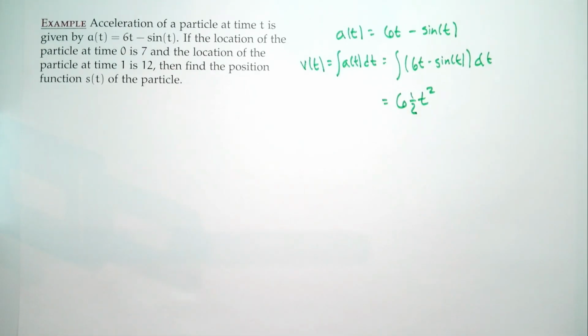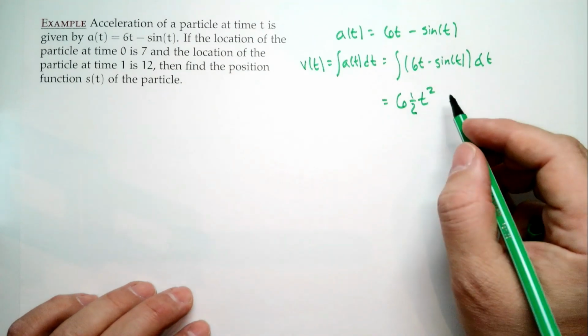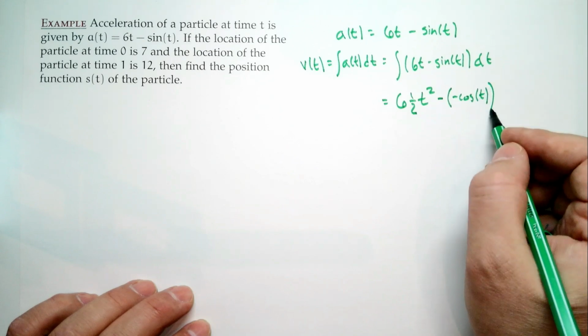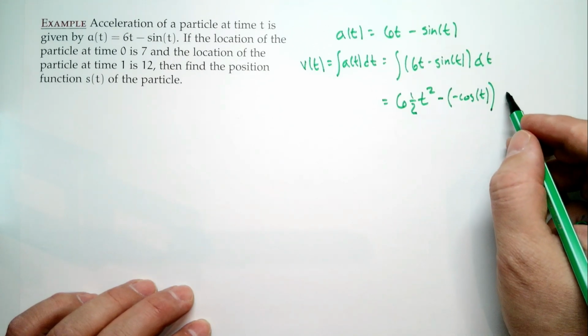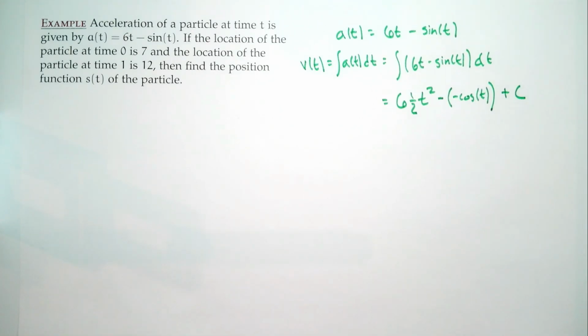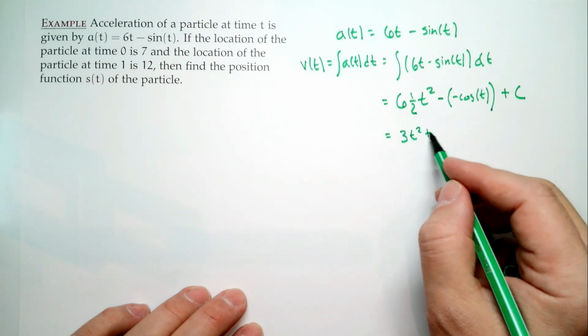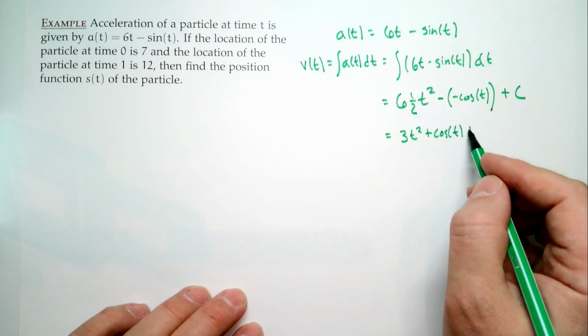Antiderivative of sine. What's the antiderivative of sine? Negative cosine. So I can think of it as minus negative cosine t. Of course, we'll clean that up in a second. And then what? Plus c. So there's a constant that comes when we take an antiderivative. So that's what velocity looks like for some constant c. Now, of course, we can clean this up. This is 3 times t squared plus cosine of t plus my constant c.